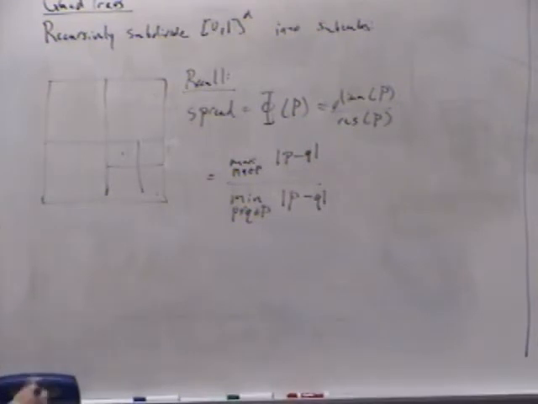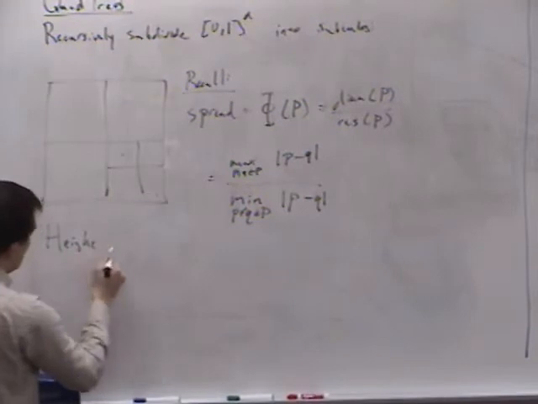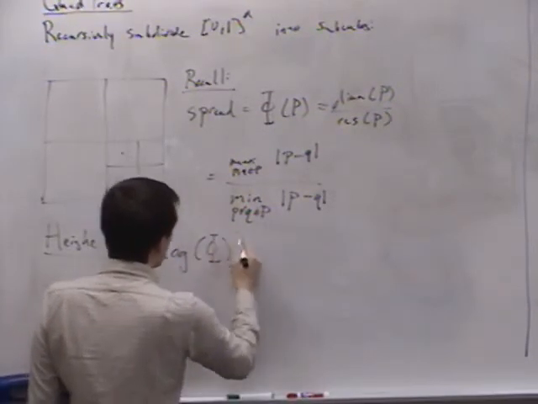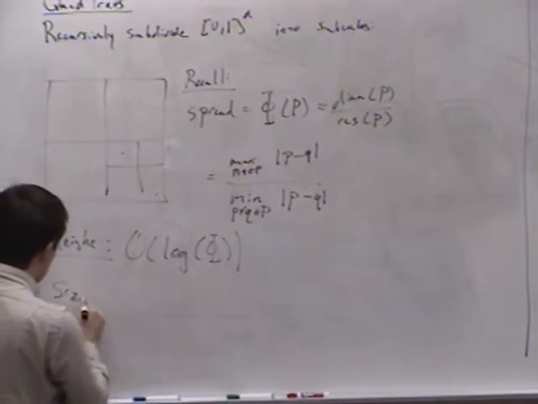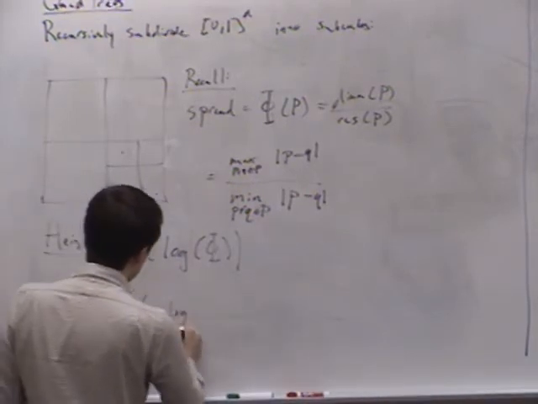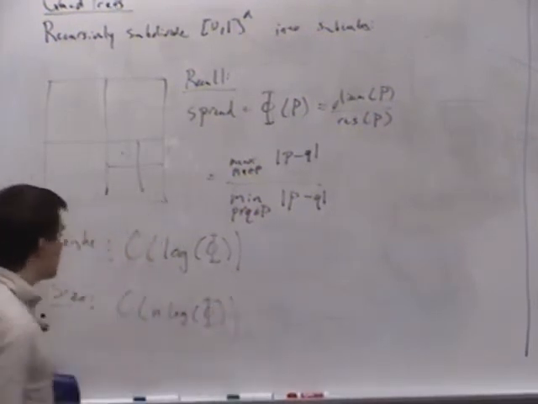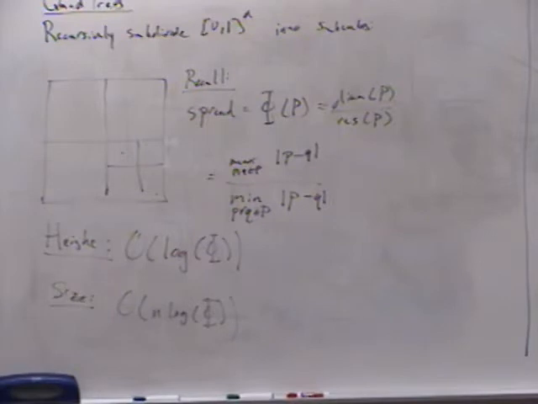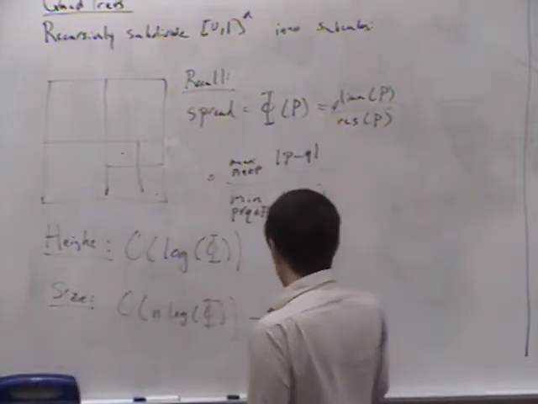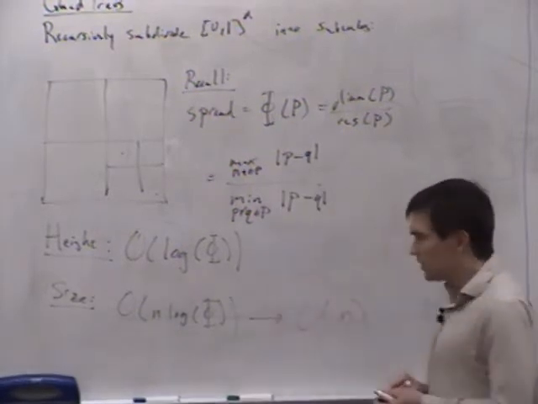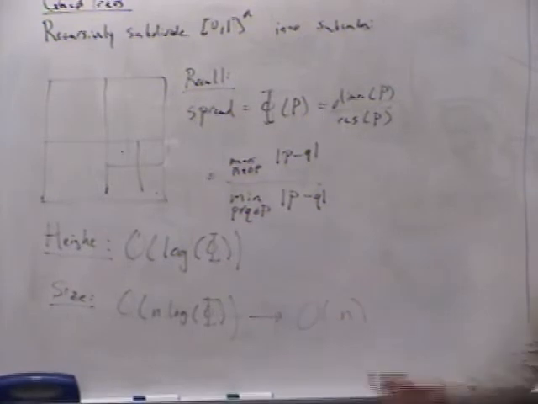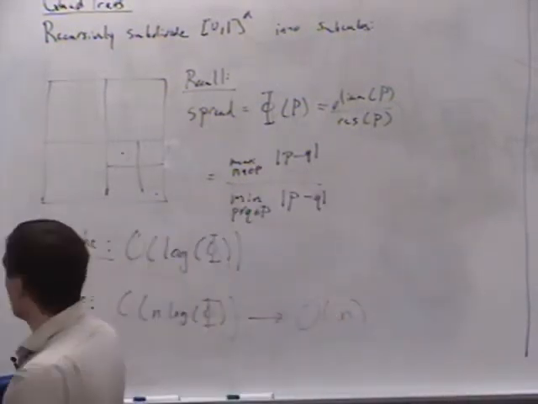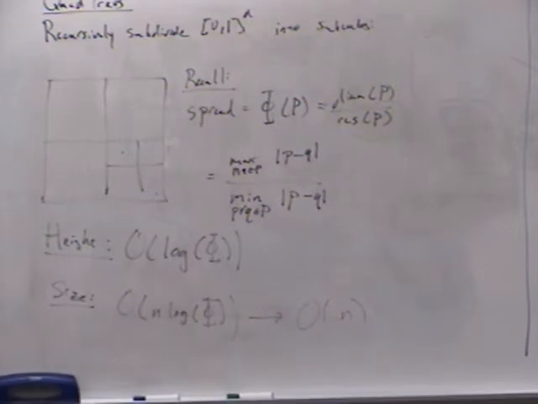As we saw yesterday, the height of a quad tree is order log of the spread, and the size is order n log spread, which is not great, really. But we will see today that we can fix this size parameter. We can upgrade this to order n. The height is still going to possibly be log of the spread, but we'll show how you can work independent of the height. And we'll see a couple of things that we can do with this structure. In and of itself, this is just a thing; I haven't told you anything that you can do with it yet.